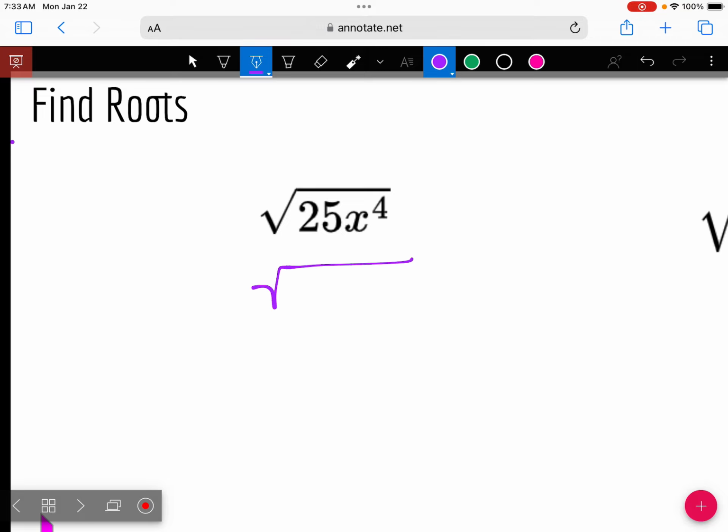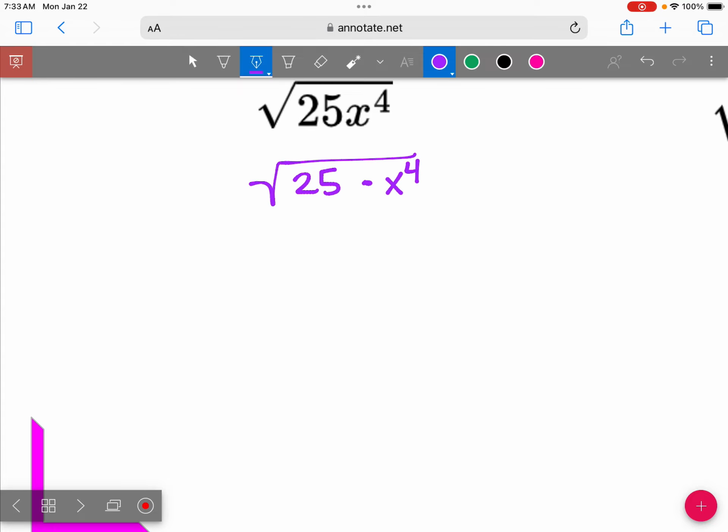So I'm going to take this to be square root of 25 times x to the 4th, which I can then split apart into 2 different radicals. Square root of 25 times the square root of x to the 4th. It's easier for me to think about these individually, especially once we start getting a whole bunch of terms on there, or if we have them in weird units.